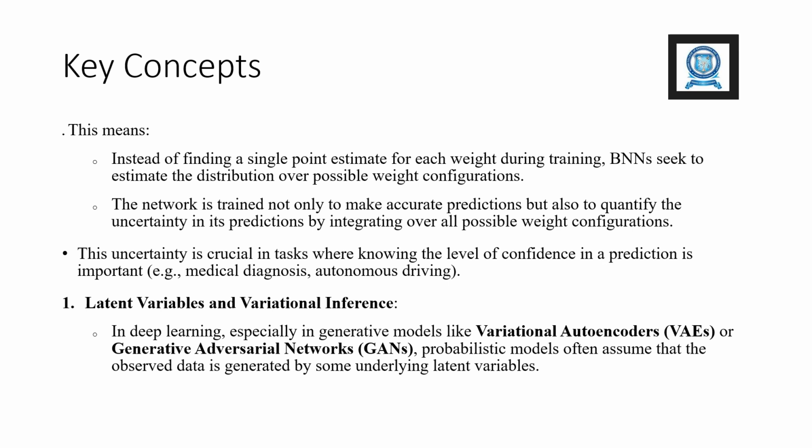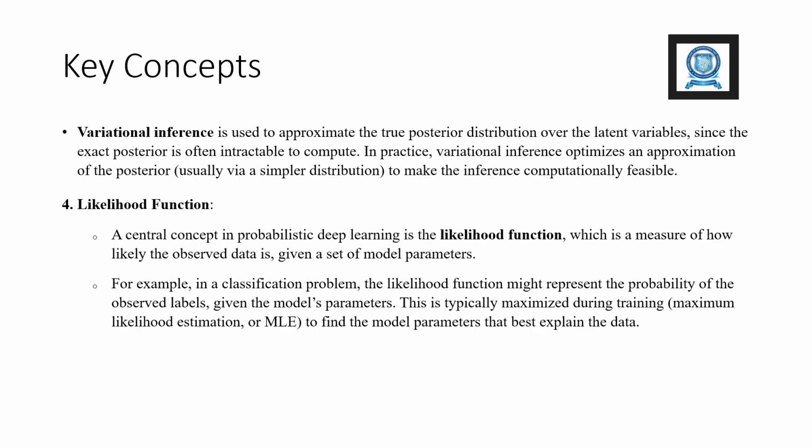Latent variables and variational inference. In deep learning, especially in generative models like variational autoencoders or generative adversarial networks, probabilistic models often assume that the observed data is generated by some underlying latent variables. Variational inference is used to approximate the true posterior distribution over the latent variables since the exact posterior is often intractable to compute. In practice, variational inference optimizes an approximation of the posterior to make the inference computationally feasible.